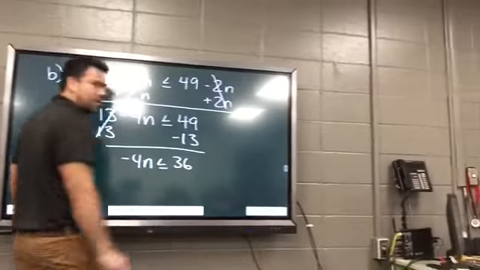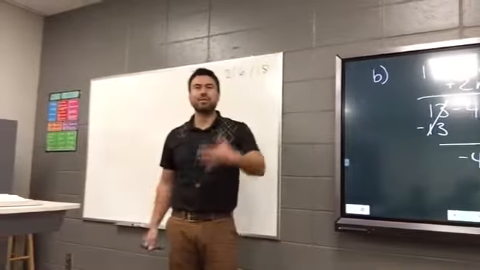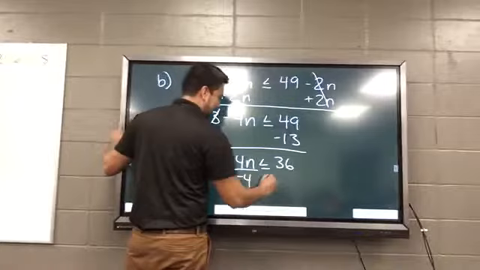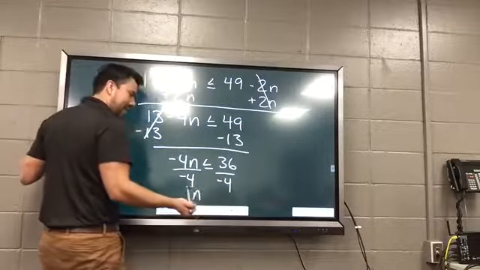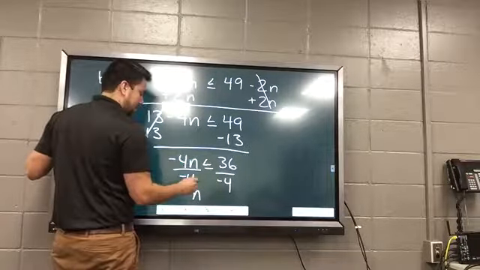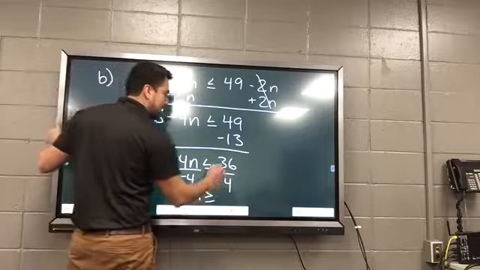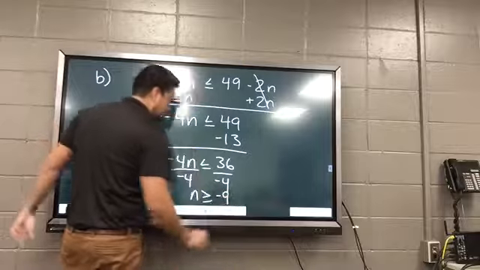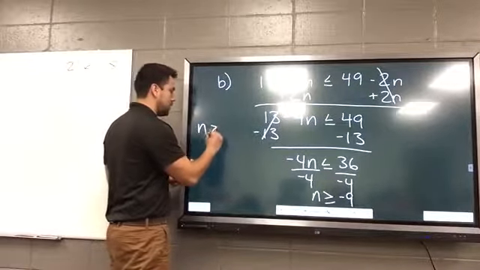36. Uh-oh. What do we do next? Well, just like we normally do it, Callie. You divide negative 4 on both sides. Great. And then what if you switch? Why? Because you're dividing by a negative on both sides. Very nicely put. I have to change the direction of the inequality sign because I divided by a negative on both sides. So I get n is greater than or equal to negative 9.